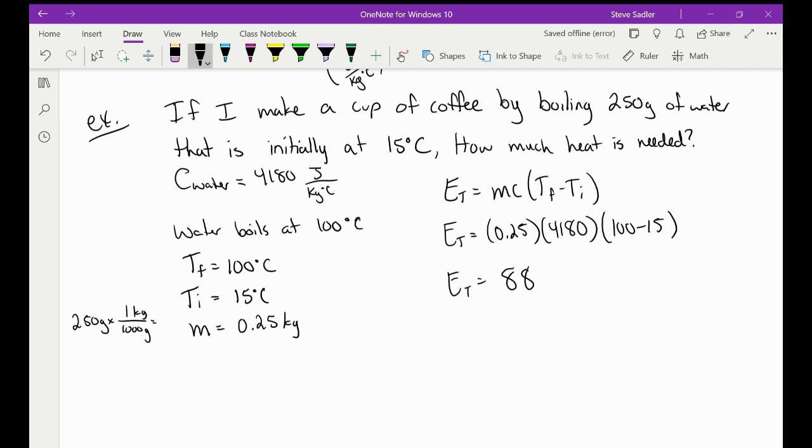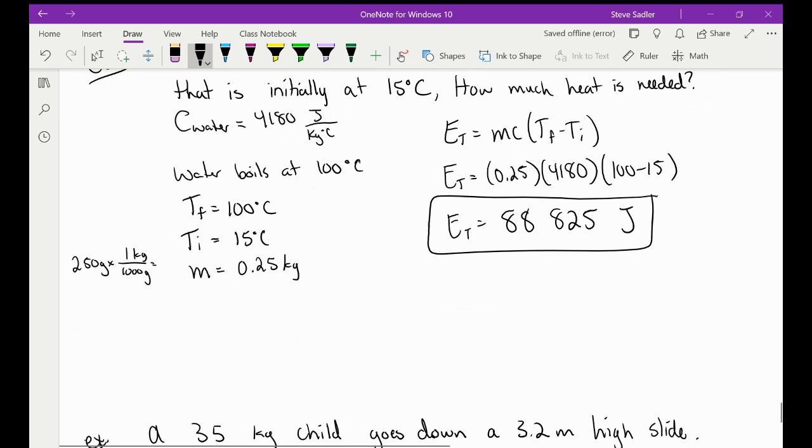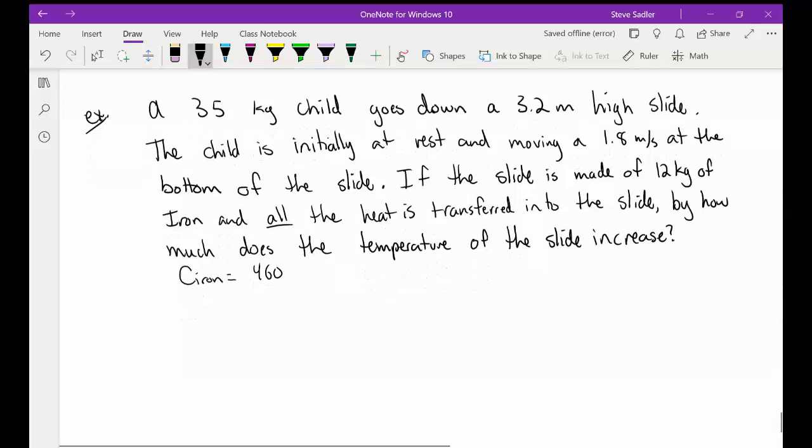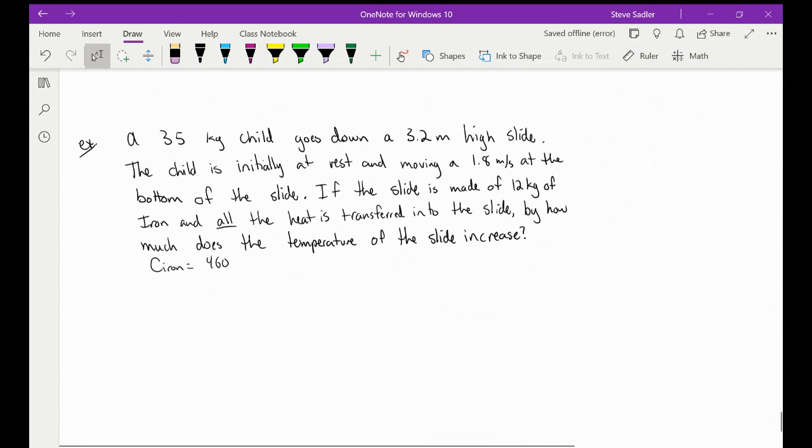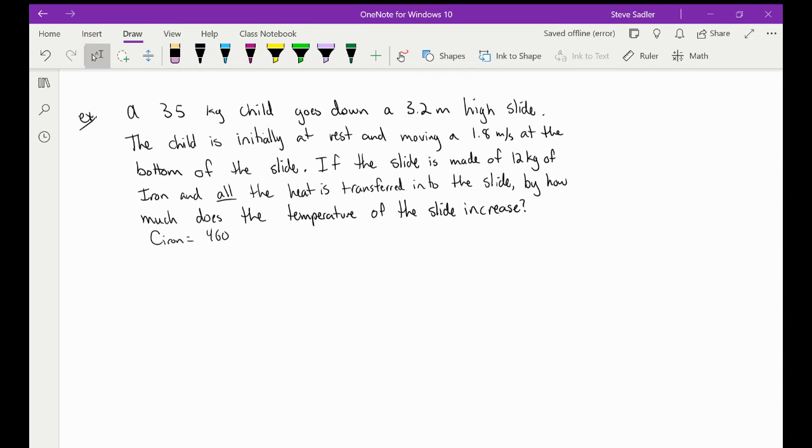So I get 88,825. It's energy, so it's joules. Perfect. I got a tricky question here, so we'll talk a little bit about this. It's our last one. A 35, I think it is anyways.